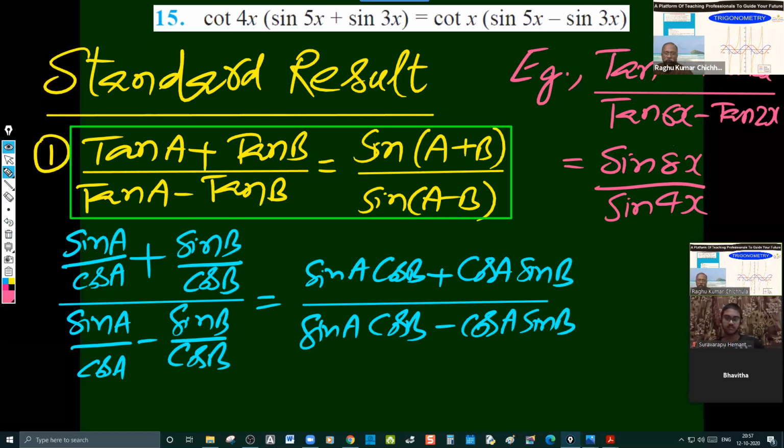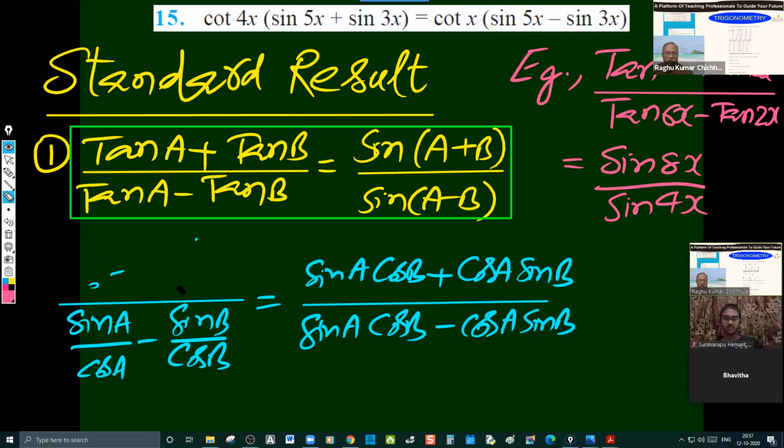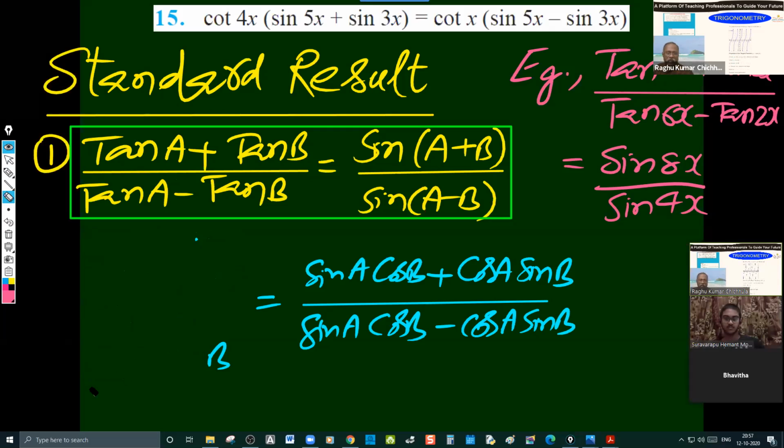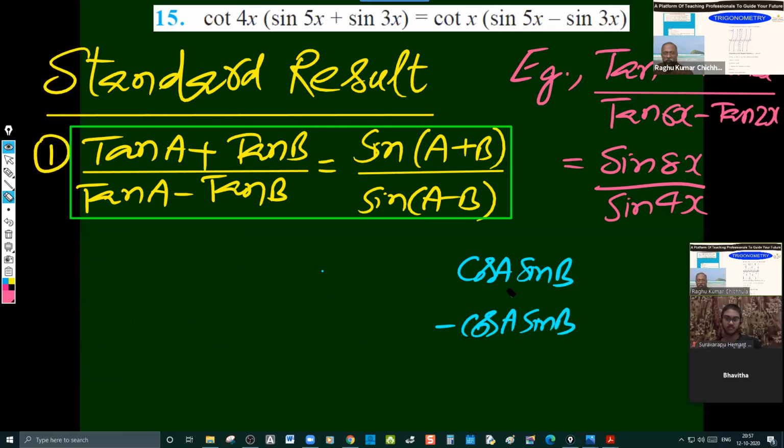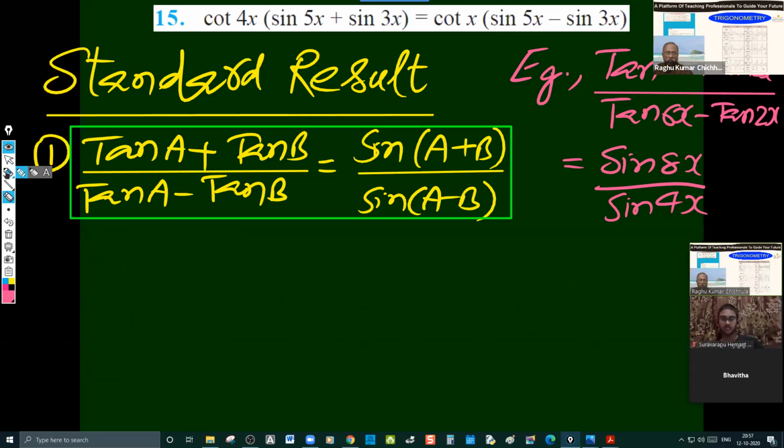You have one more in terms of chord also. I'm erasing this proof because for the sake of proof, I wrote that. And the result you understood. Now, whenever you get tan A plus tan B upon tan A minus tan B, you can make use of that as sin of A plus B divided by sin of A minus B.